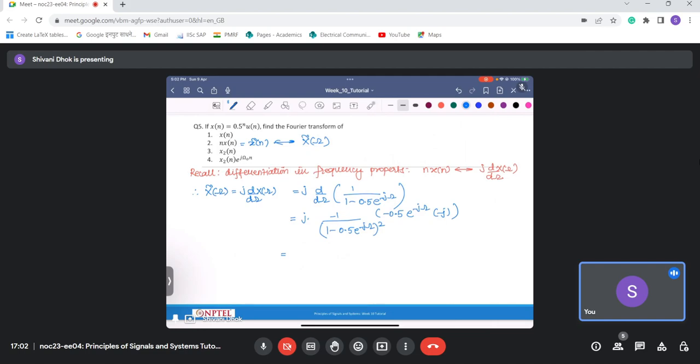So this reduces to j times minus j, which is 1, and 1 into minus 0.5 is minus 0.5, so this reduces to 0.5 into e power minus j omega upon (1 minus 0.5 into e power minus j omega) whole square. So this is the Fourier transform of n into x[n], that is, this x tilde n, which is equal to n into 0.5 to the power n u[n]. This is the Fourier transform of this signal. Any questions?